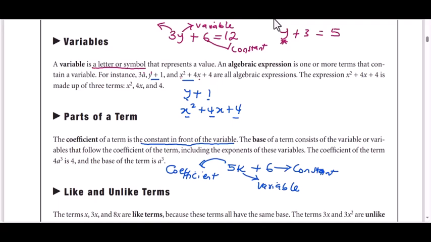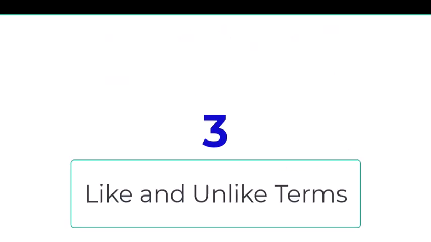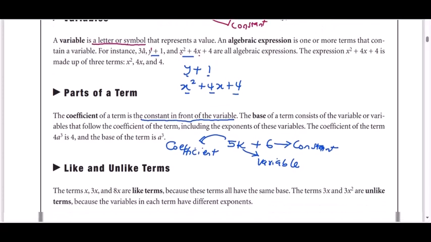But let me work with the example we have here. They said the coefficient of the term 4a cubed is 4. 4 is the constant written alongside this variable a, and the base of the term is a cubed. So the base is your variable, and if it has a coefficient, that's it. The next thing you want to also note is like and unlike terms. So let's go ahead and talk about like and unlike terms.